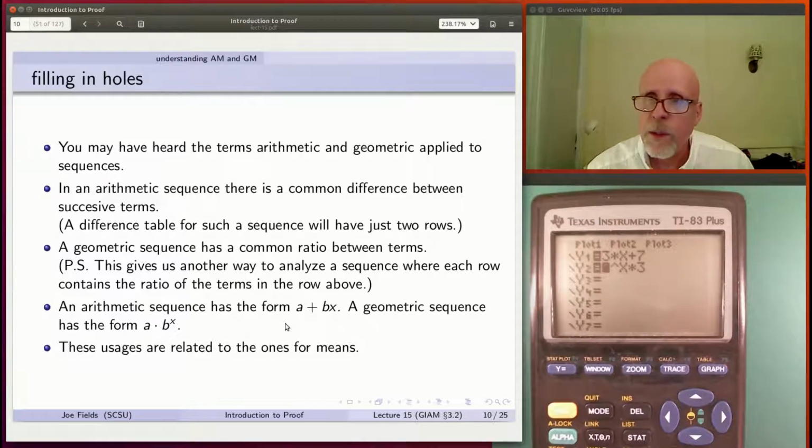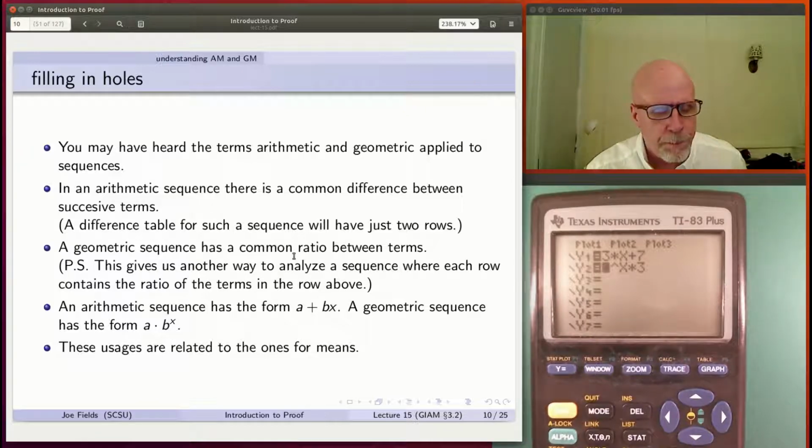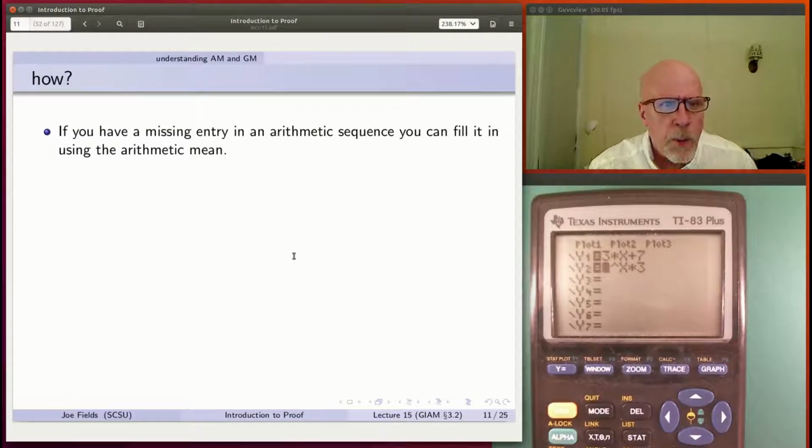These usages are related. In fact, they're the same notions as the ones we have for the means. So what does it have to do with the means in particular? These means actually provide a way to fill in a blank if you don't know what's there. That is, if there's a missing entry in a sequence, you use the appropriate mean and you can figure out what that missing entry is. This doesn't feel like rocket science when you do it for an arithmetic sequence. It seems obvious, but when it's geometric, it feels a little more interesting.